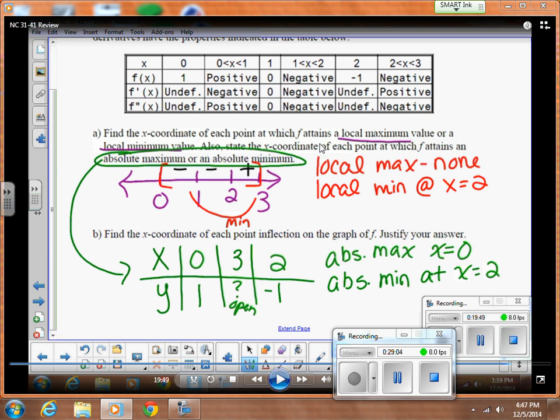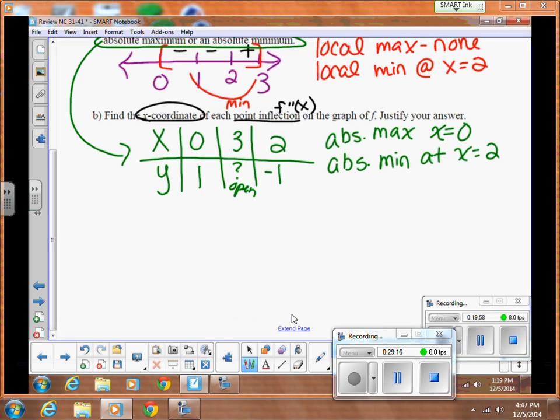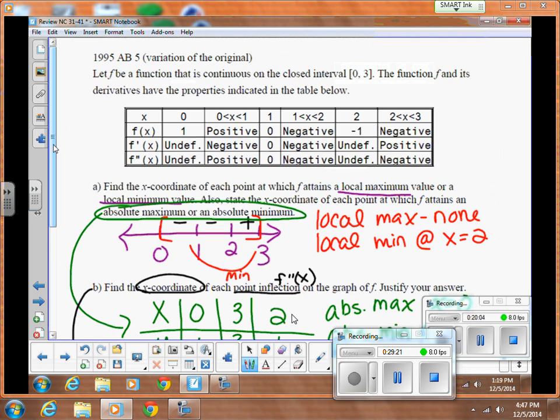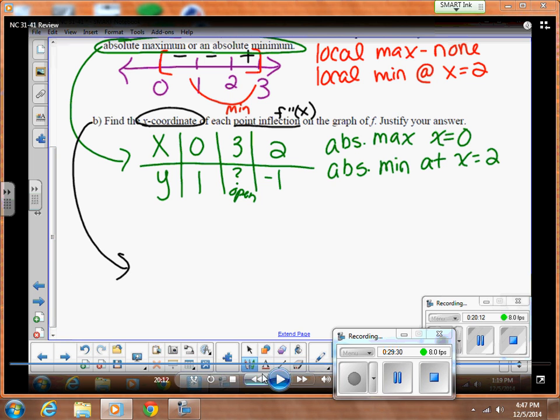Now, this problem only asks for the x-coordinates. That's why I only wrote the x values. All right? Okay, last part, find the x-coordinate of each point of inflection. When we talk about point of inflection, we need to always look at the second derivative. And a point of inflection only occurs if there's a change in direction. So looking up here at the second derivative, where do I see a change in direction? It changes in direction.